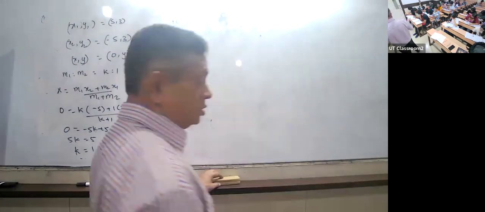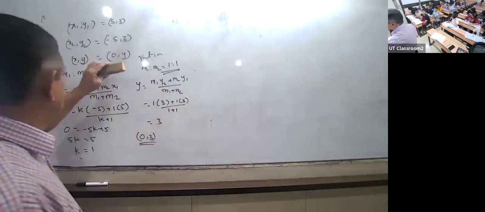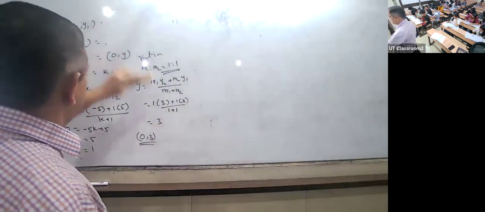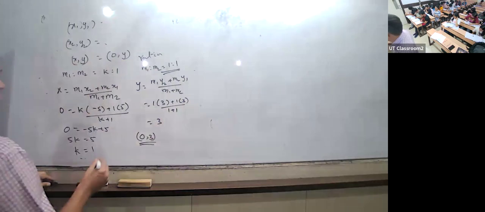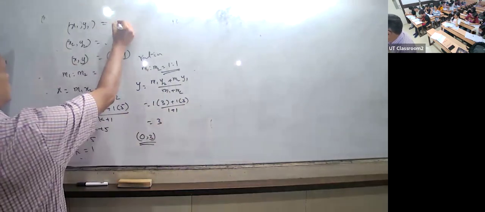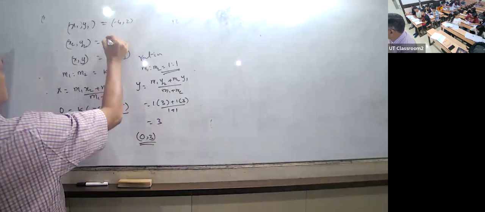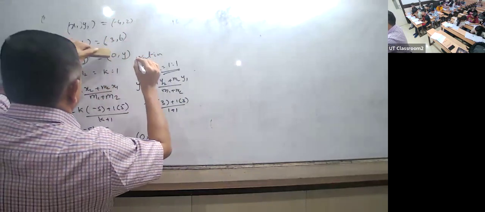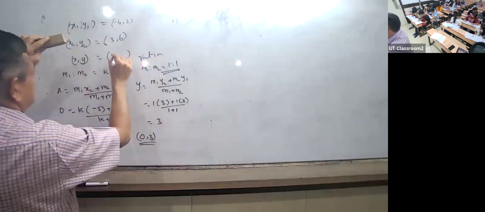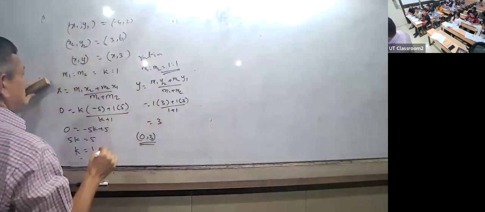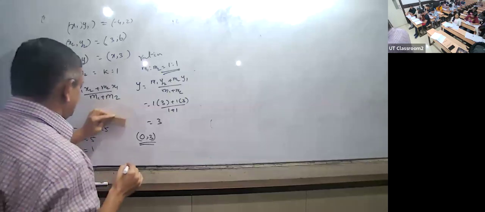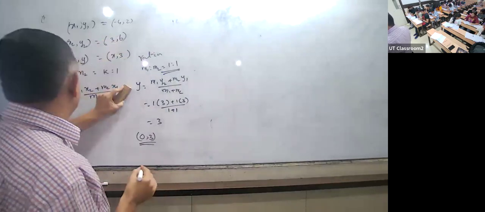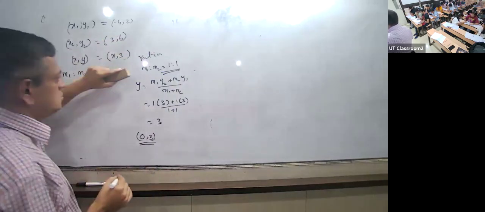Read the question. Calculate the ratio in which the line joining A (-4, 2) and B (3, 6) is divided by the point P (x, 3). Find x and length of AP. You have to find the ratio and the length. So first you will get the ratio. To get the ratio, you apply the y coordinate.